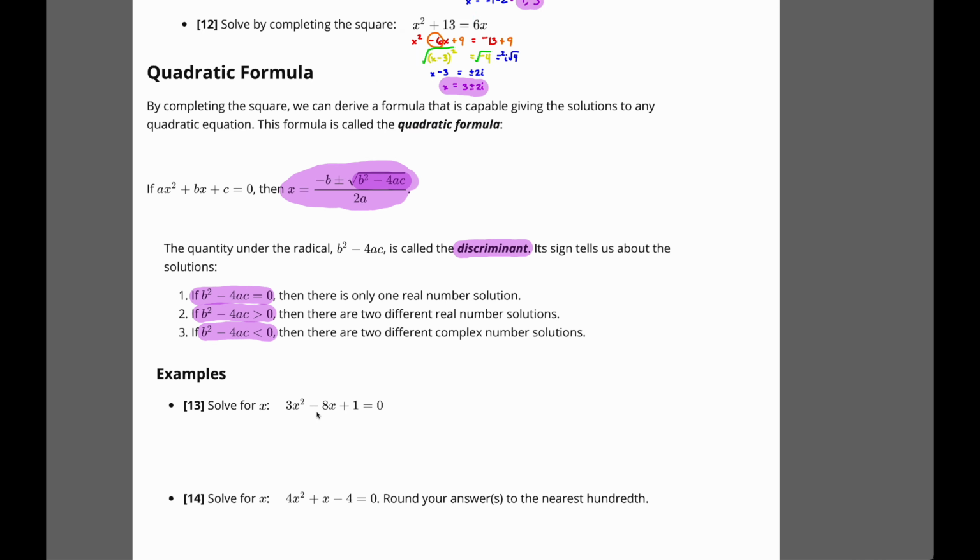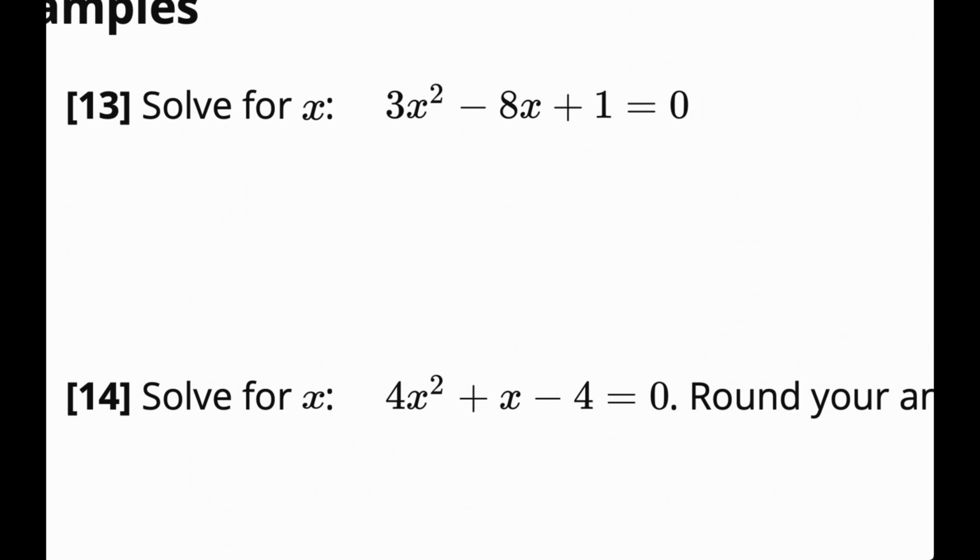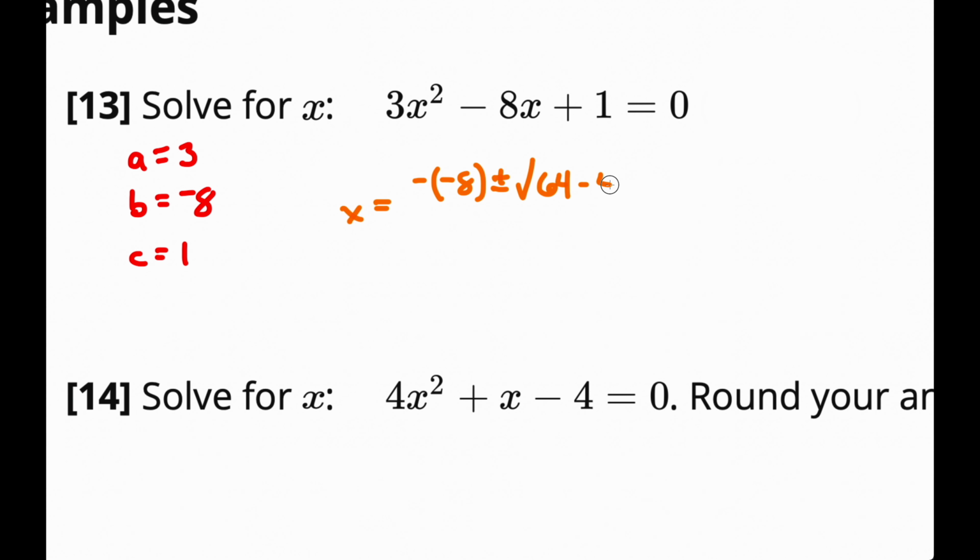All right, so let's start with 13 here. Quadratic formula, you need to know what a, b, and c are. So in this case, a is equal to 3, b is equal to -8, and c is equal to 1. So from here, we know that x, since it's equal to 0, x is going to be equal to -b, so -8, plus or minus the square root of b squared, which is 64, minus 4 times 3 times 1, because it's 4ac. This is all square root here. This is all divided by 2a, which is 2 times 3, which is 6.